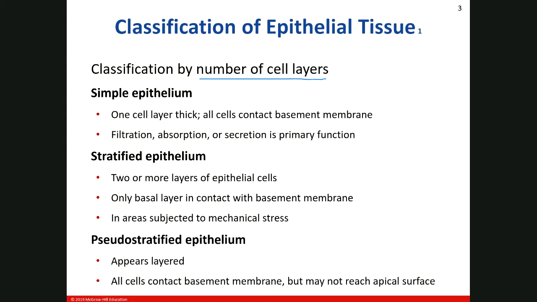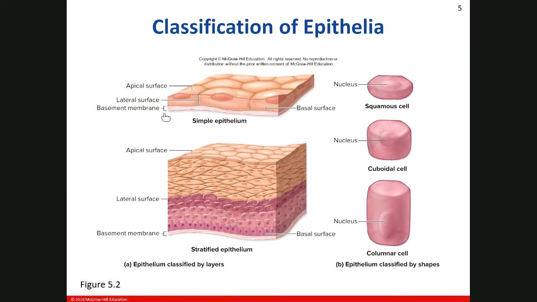If it's only 1 cell layer thick, it's simple. Simple will be in its name. 1 cell layer thick. And epithelial tissue, I'm going to come right back to the slide, don't freak out. Epithelial tissue sits on a basement membrane. That's this pinkish structure that you're seeing. Here you can see the cell layer. It's 1 cell layer thick, and it sits on this basement membrane. That's one of the characteristics of epithelial tissue. So when it's simple, 1 cell layer thick.